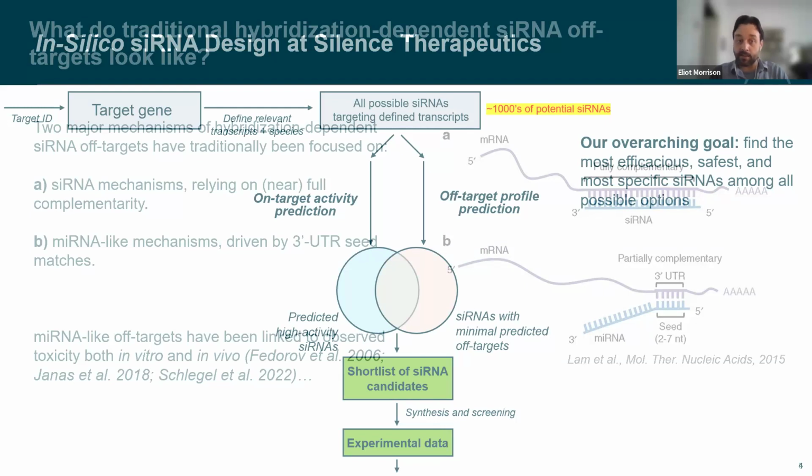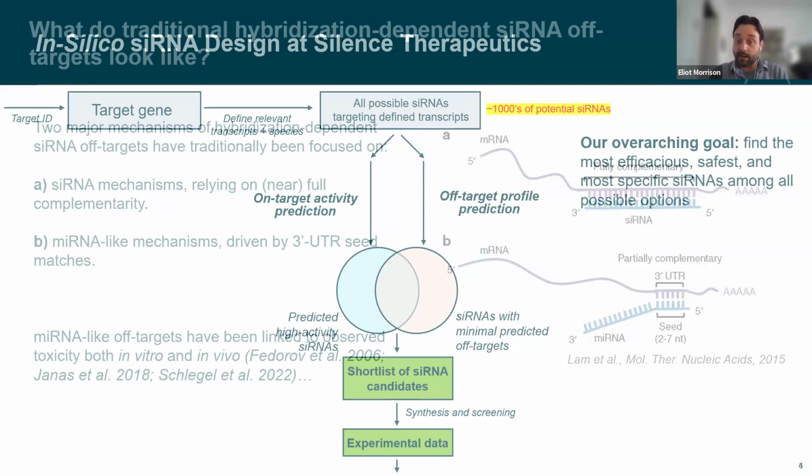The other main mechanism that's discussed is much more tricky from an in silico perspective. This is where you have a seed match, especially a 3' UTR seed match, and therefore you can actually get a microRNA-like effect happening. And here the requirements for complementarity are much more relaxed, and this makes it a much more difficult in silico problem, with the primary reason being that the false positive rate can very easily explode.